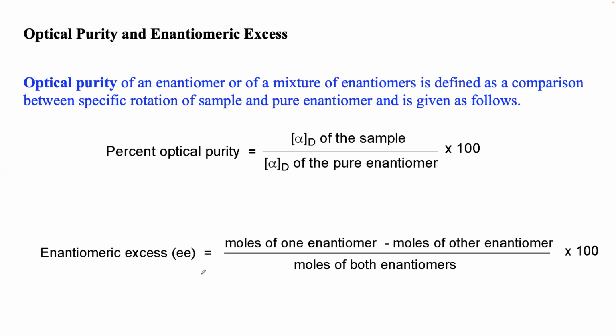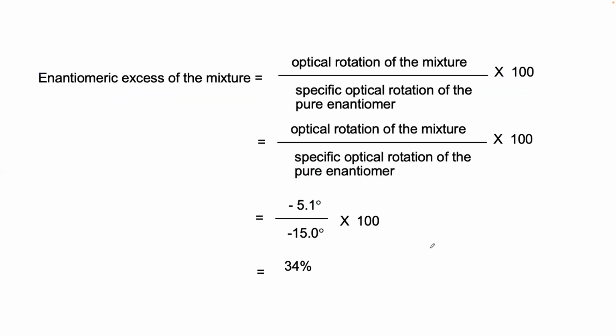Or we can calculate the enantiomeric excess if you know the moles of the enantiomers. So, moles of one enantiomer, subtract the moles of the other enantiomer, divided by the moles of both enantiomers. You just take the ratio of whichever enantiomer you're interested in, remove the other one, and you get the ratio. So you get the enantiomeric excess.